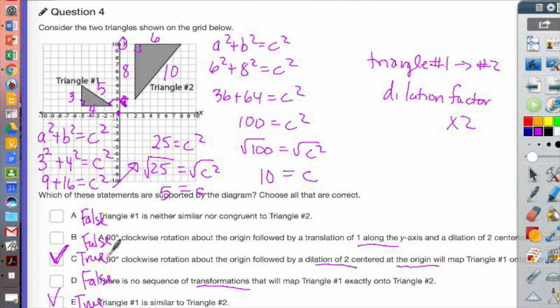And then finally, F, triangle 1 is congruent to triangle 2. We know that's false. They're not even the same size. So that concludes problems number 1 through 4. Problems 5 through 9 will be on the next video.